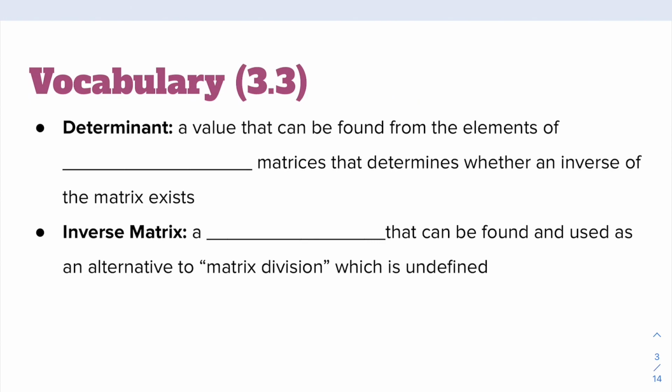So here's the vocabulary. First off, we're starting with the word determinant. That is a value that can be found from the elements of a square matrix that determines whether an inverse of the matrix exists. And then we also have inverse matrix. This is a matrix that can be found and used as an alternative to matrix division, which is typically undefined.